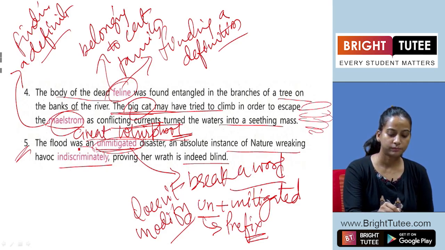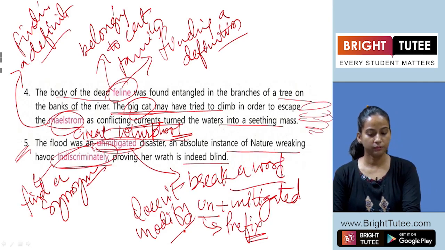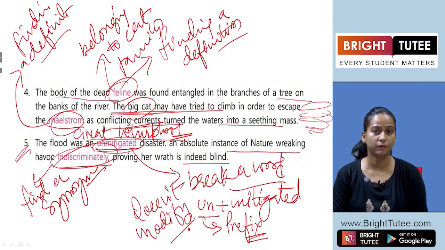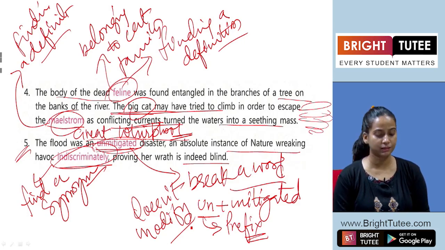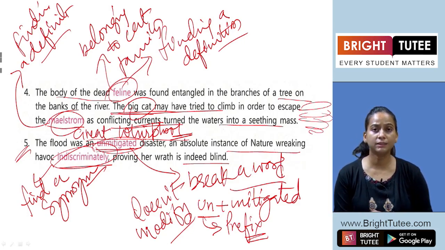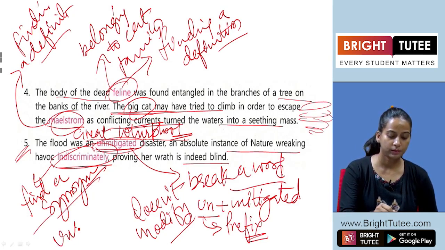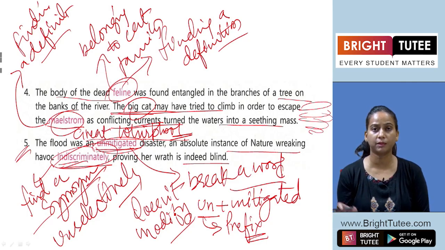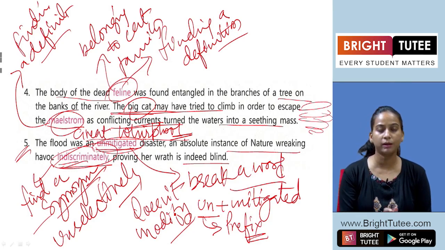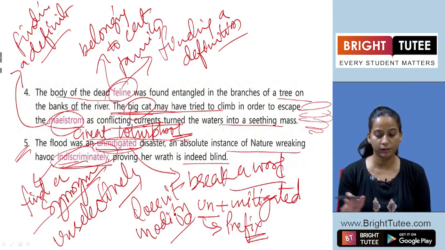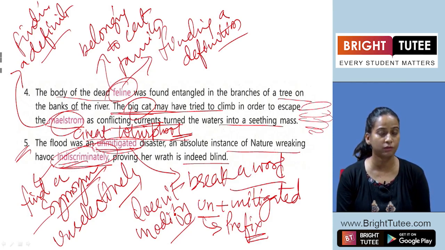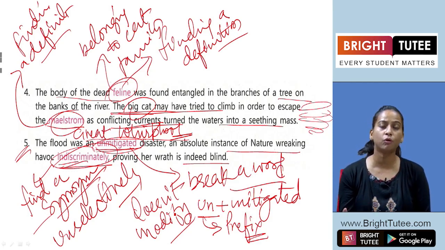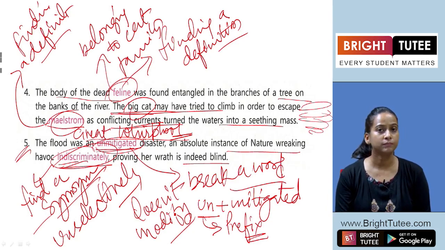Here finding a synonym can be used. Proving her wrath is indeed blind. So something which is very disastrous. Indiscriminately means here unselectively, without doing any sort of discrimination. Or we can use the break a word technique here: in plus discriminately. If we know the meaning of discriminately, when we are making differences and segregation, indiscriminately means the nature is not going to discriminate against anyone. Without any discrimination, everyone was under the impact of this flood.